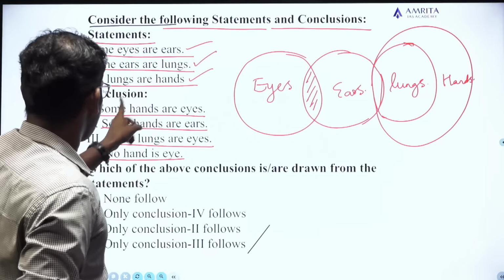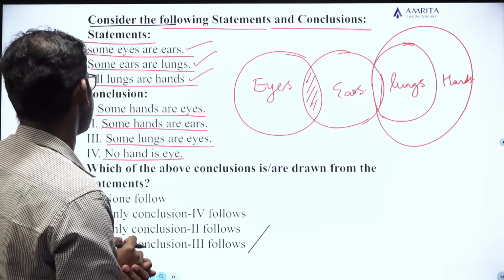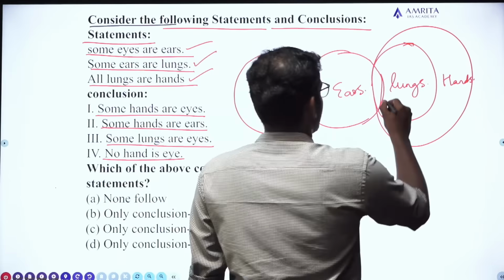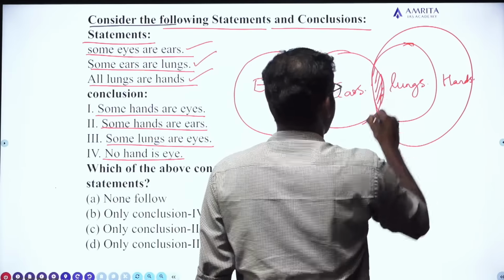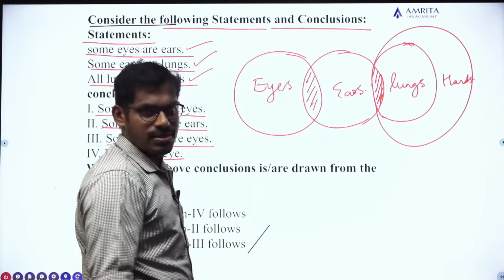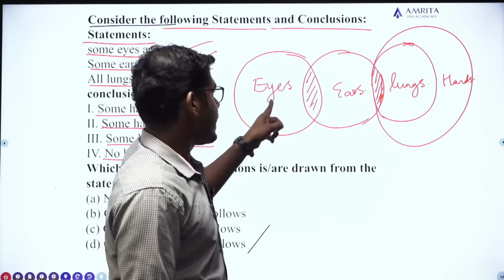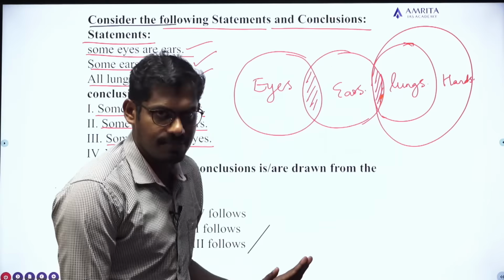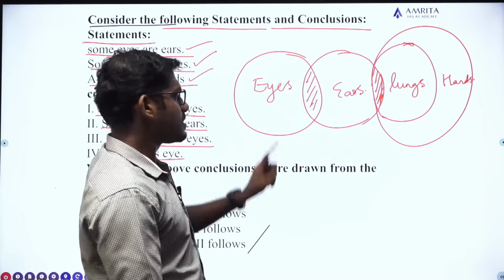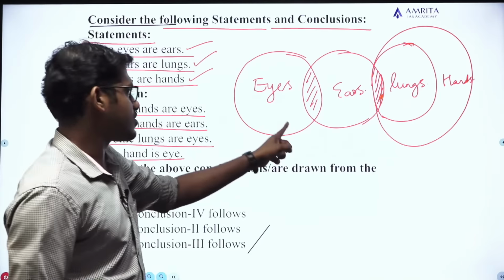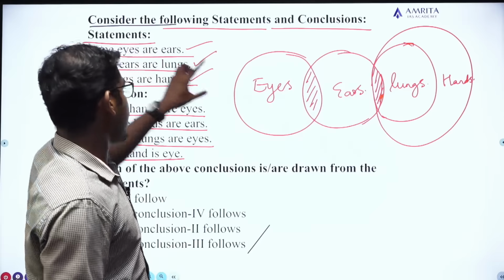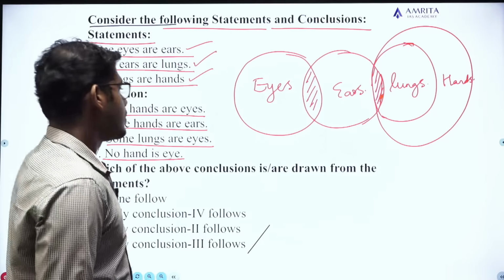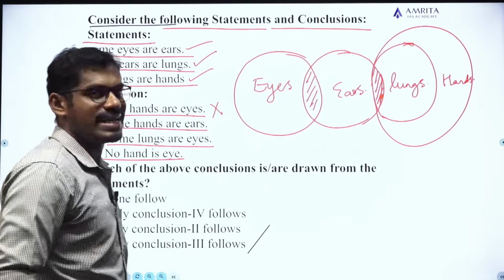Okay, now let's look at the first conclusion. The first conclusion is some hands are eyes. What is some hands? This is some hands, clear? Can this some hands be eyes? No, because there is no direct connection in this basic diagram. There is no direct connection between hands and eyes, so we cannot say that some hands are eyes. So the first is incorrect. Clear?